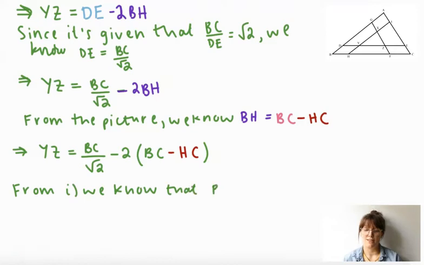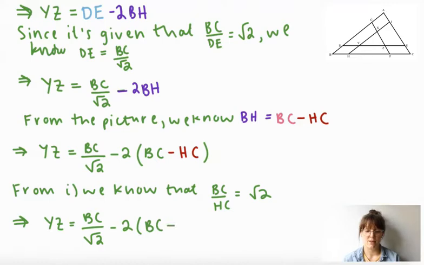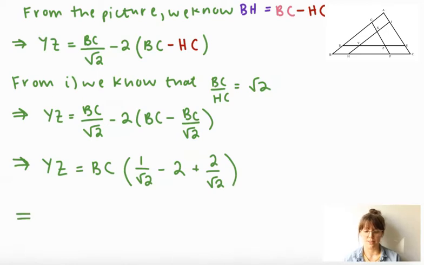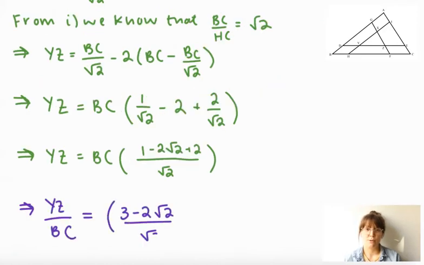From part 1, we discovered that BC on HC equals root 2. Thus, once again, by a bit of algebra, we can say that HC is equal to BC on root 2. So we'll substitute that in, and we're looking at YZ is equal to BC on root 2 minus 2 times BC minus BC on root 2. So we have our YZ on the left, we have all BCs on the right, we're exactly where we'd like to be. Now we just need to do a bit of algebra. So we'll factor out a BC and we're left with YZ equals BC times 1 on root 2 minus 2 plus 2 on root 2. And we mush it all together and we're left with YZ on BC is equal to 3 minus 2 root 2 on root 2.